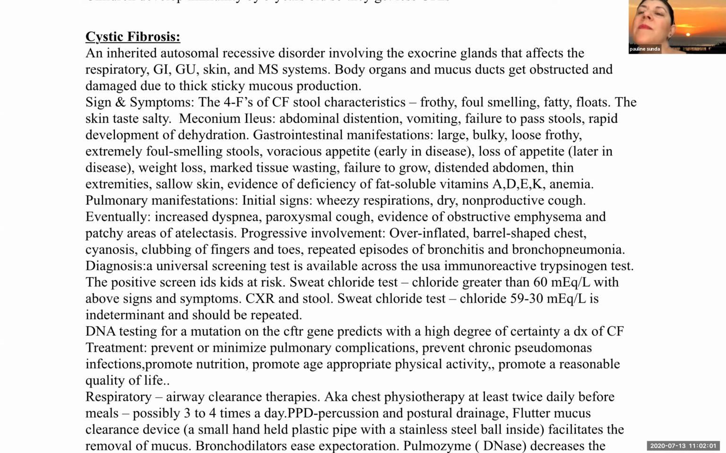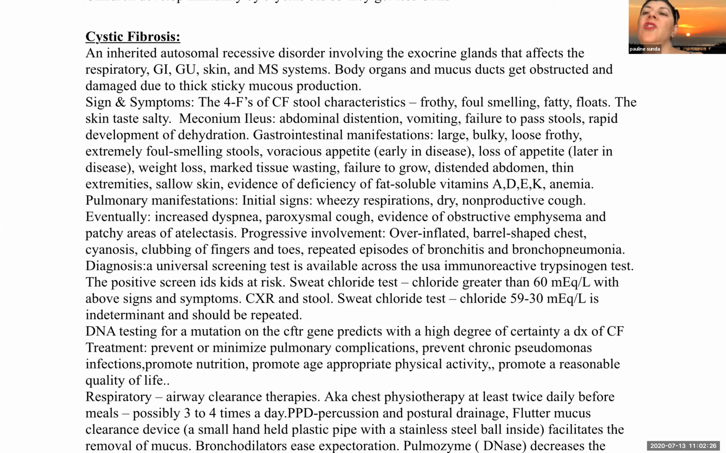Signs and symptoms. There are the 4 F's of cystic fibrosis stool characteristics. So the stool basically looks frothy, foul-smelling, fatty, and it floats. The skin on the child actually tastes salty. So if a parent says, when I kiss my child on the cheek, they taste salty, that would be something we would take note of.